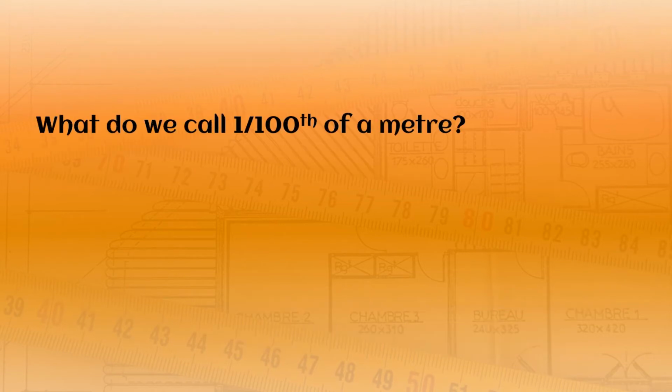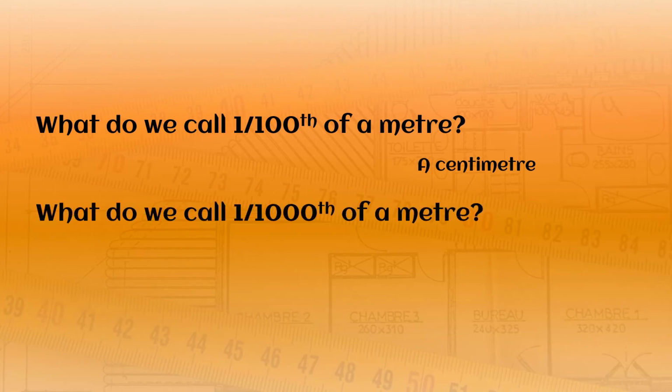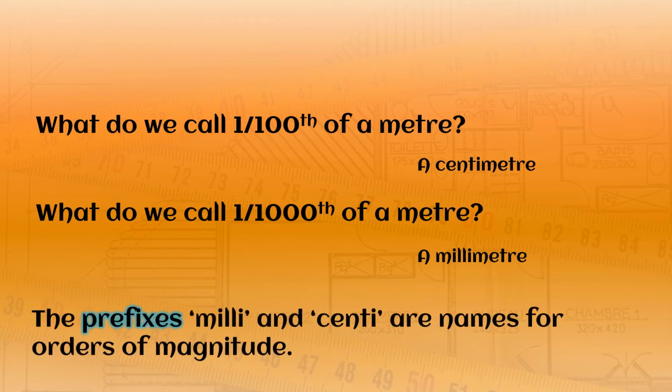Quick question for you. What do we call 1/100th of a meter? Have a think. Pause if you need to, but in fact we call it a centimeter. Another question. What do we call 1/1000th of a meter? Now, if you look at the answer to the first one, the second one might be a bit easier, but 1/1000th of a meter is a millimeter. And so these prefixes, milli and centi, that we use are names for orders of magnitude.